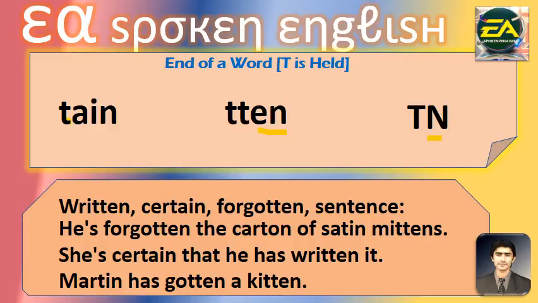Gotten, written, burden, certain, forgotten. Forgot, forgotten. Sentence, certain, written, forgotten, kitten, cotton, mutton. So that's all for now.